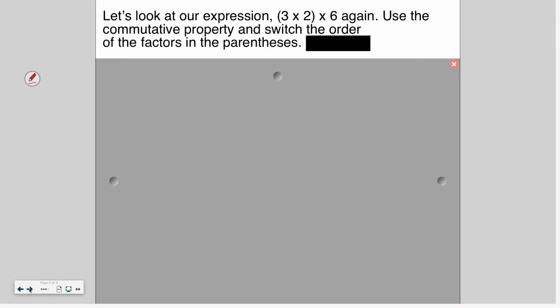So let's continue with this idea of using the associative property. Let's look back at that same expression we just had, 3 times 2 times 6 with the parentheses around the 3 and the 2. Use the commutative property and switch the order of the factors in the parentheses. So switch those two numbers in the parentheses. What would our new expression be?